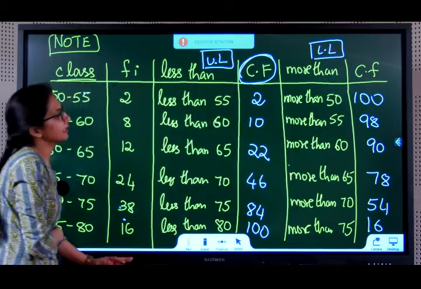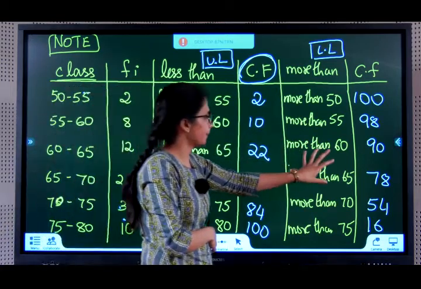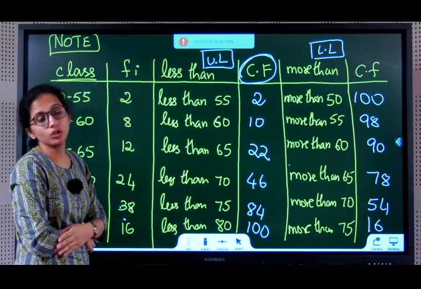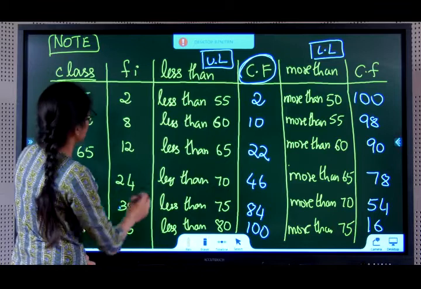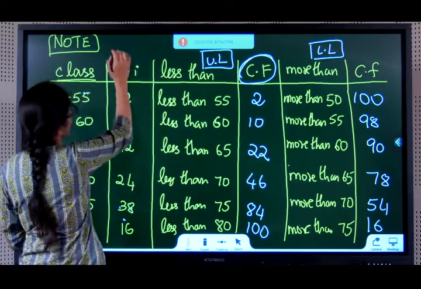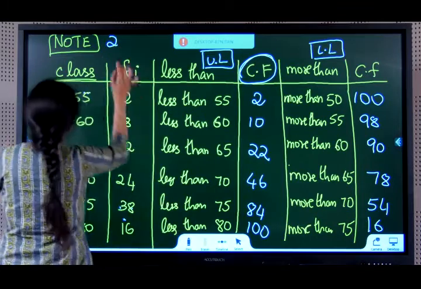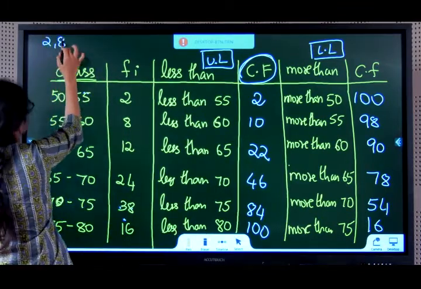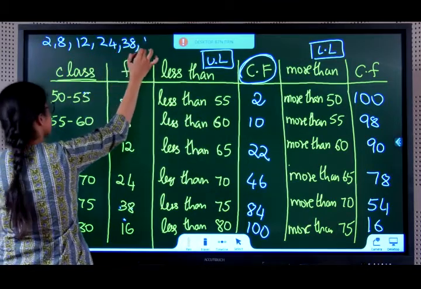Now, sometimes in the question, they will give you less than or more than, and they will ask you to find frequency. How do we do this? This is what our next problem is going to be. Let's practice one here. So these frequency answers, I will just write it here so that we can verify it later. My frequencies are 2, 8, 12, 24, 38, 16.